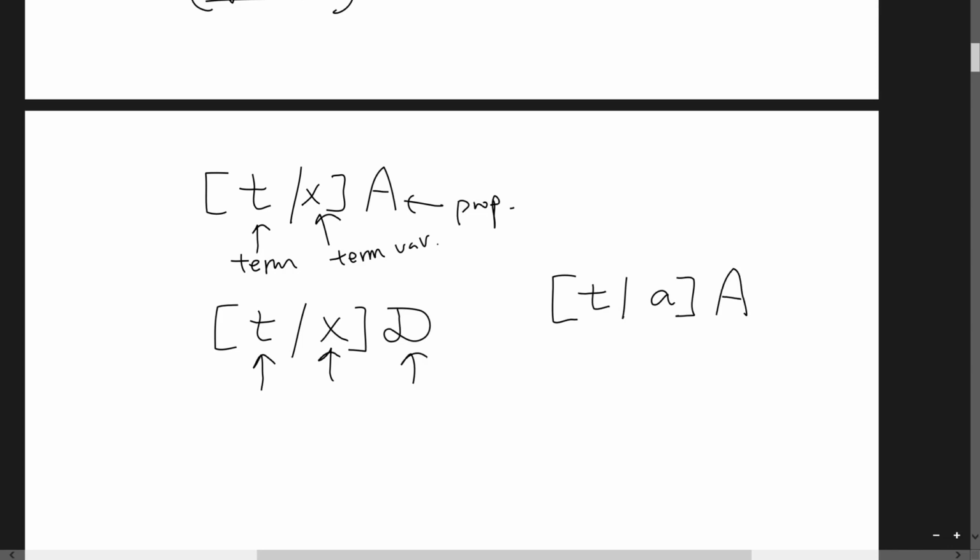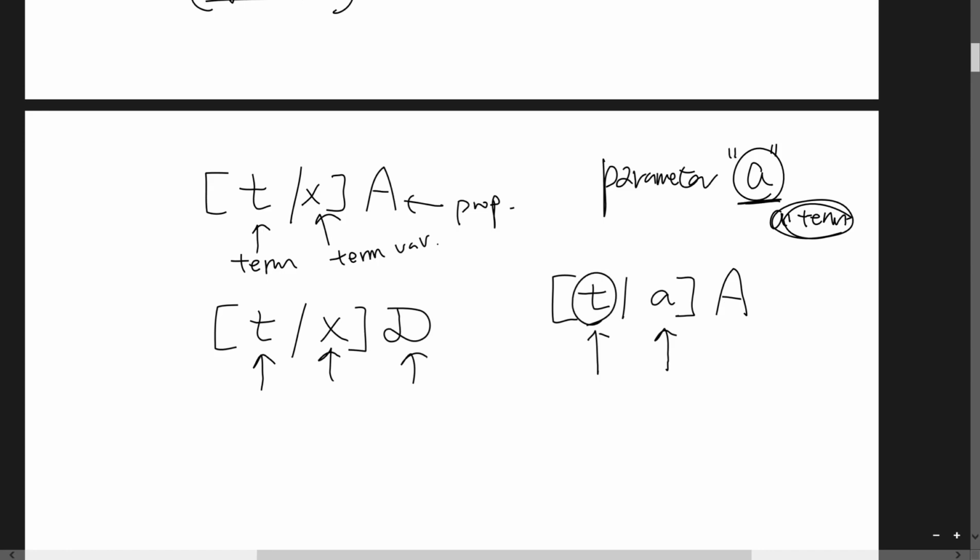We can actually substitute the term t for parameter a. Let's say we have parameter a. So a itself is a term, but we know nothing about it. It's an arbitrary term. So we actually use this symbol a. Therefore, you can just replace this a with another, concrete term t. So we can also define this form of substitution. We will see uses of this form of substitution later.